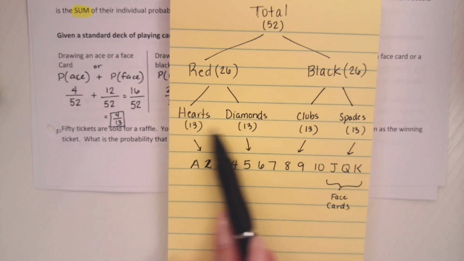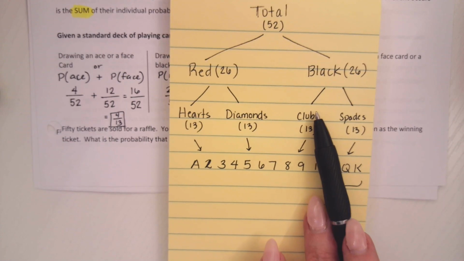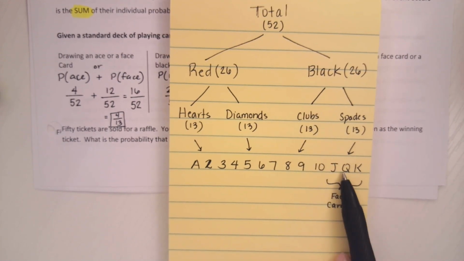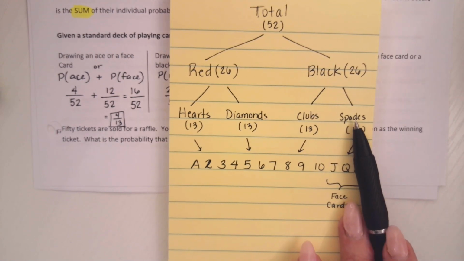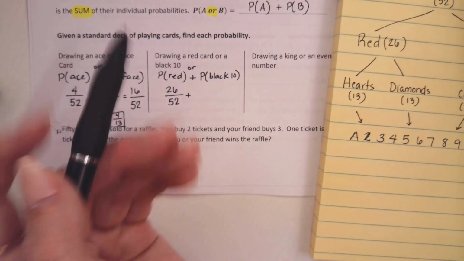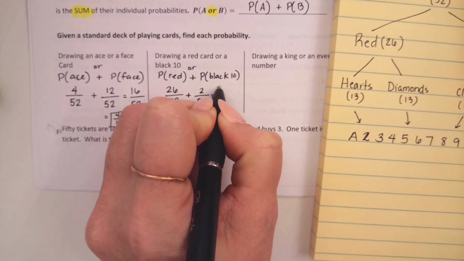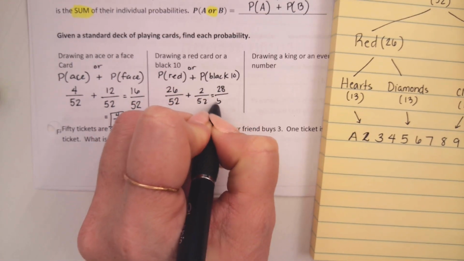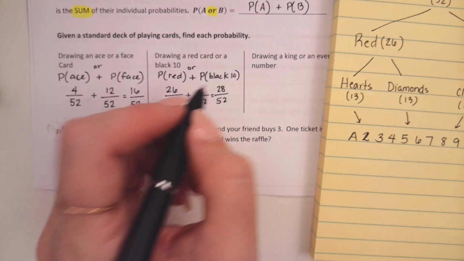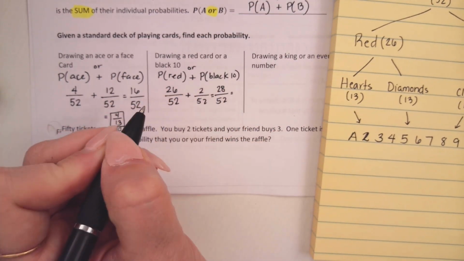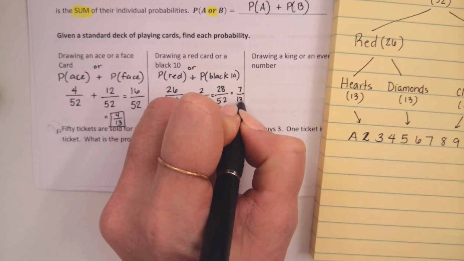Well, 2 of the suits are red. These are red. So there's a black 10 in the clubs, because there'd be a 10 of clubs, and there'd be a 10 of spades. So how many total? 2 black 10s. Grand total would make 28 out of 52, which would simplify to, both of those are divisible by 4, 7 over 13. Very good.